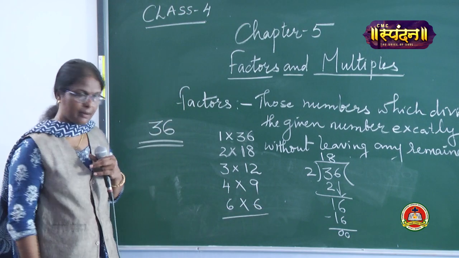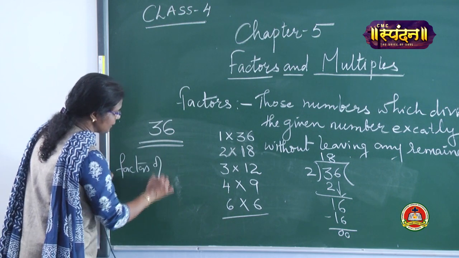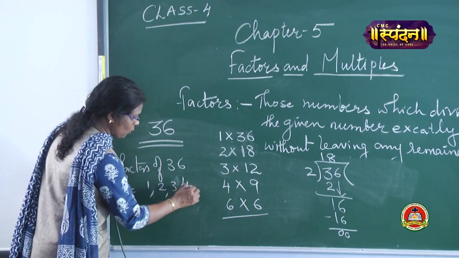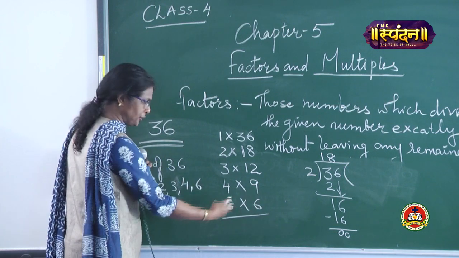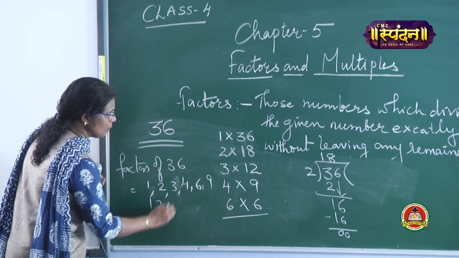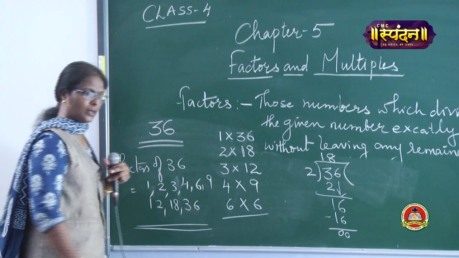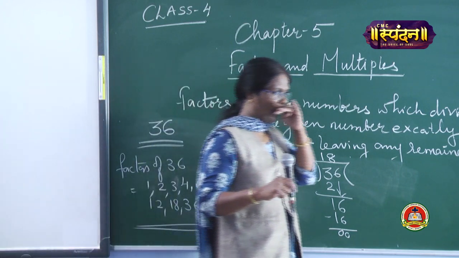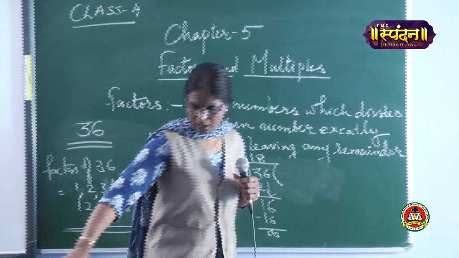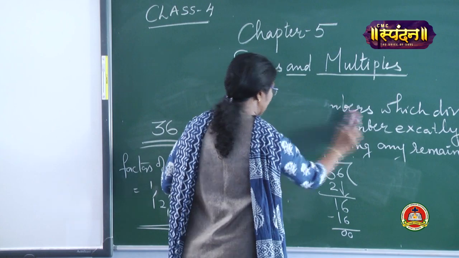So stop it there, and now we can conclude the factors of 36 are 1, 2, 3, 4, 6. Here 6 is repeated, no need of repeating that 6 again. Come to the next numbers, 9, 12, 18 and 36. Okay, so I hope you have understood how to find the factors of a number now. So we will see a few more examples.